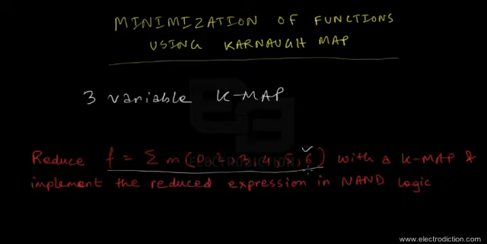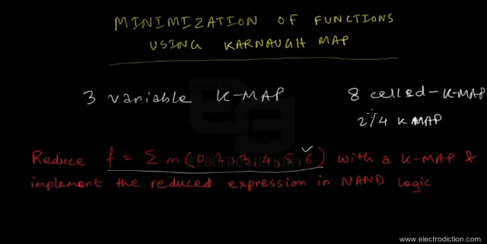So in order to accommodate this particular function within a K-map, it's quite obvious that we would require a maximum of 8 cells to be present in a K-map. So we'll be needing an 8-celled K-map. Okay, so an 8-celled K-map would obviously be a 2 by 4 K-map. That should consist of 8 cells basically.